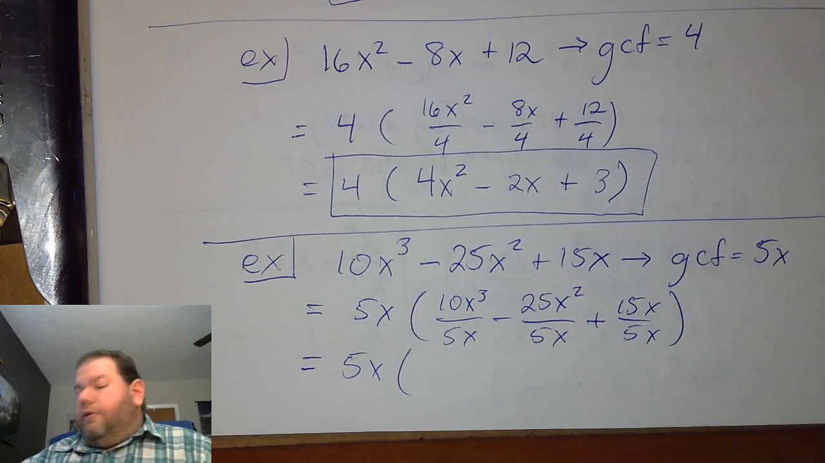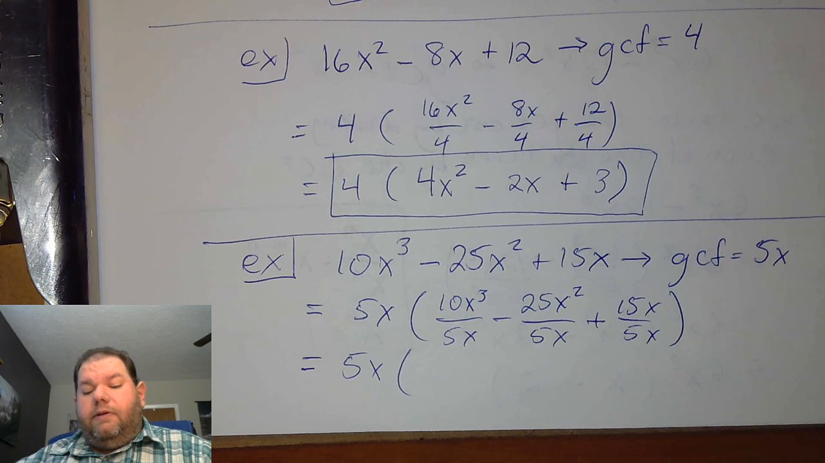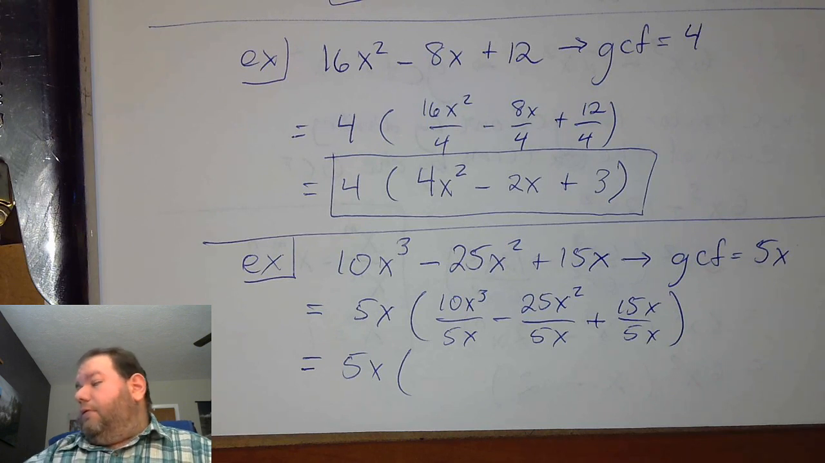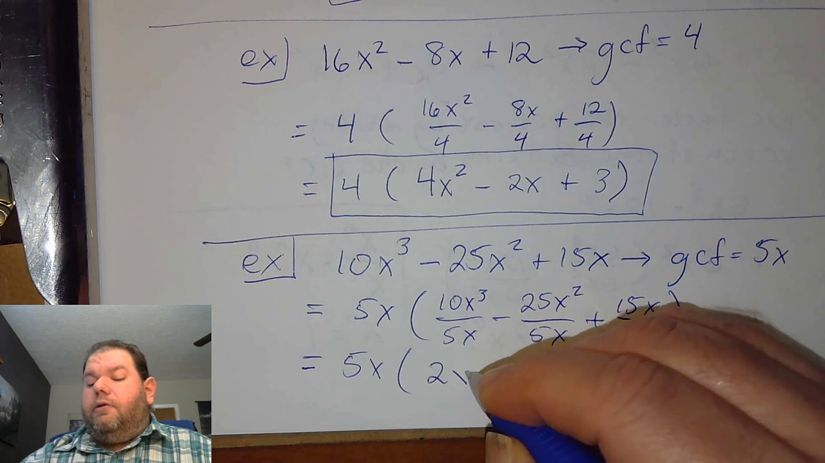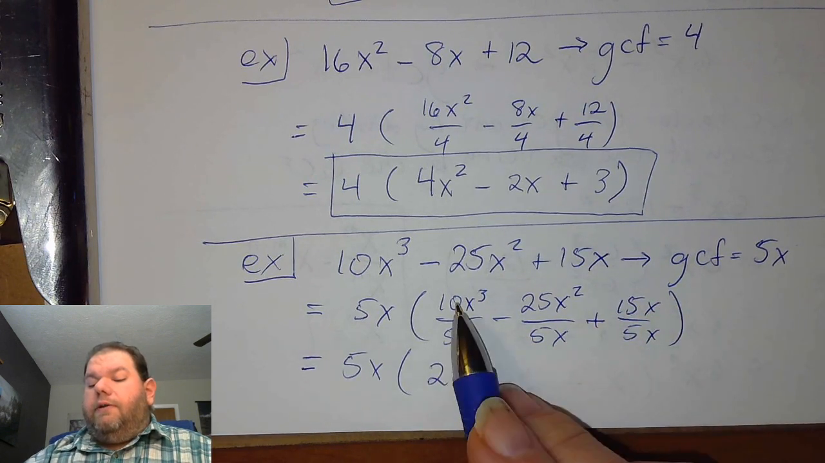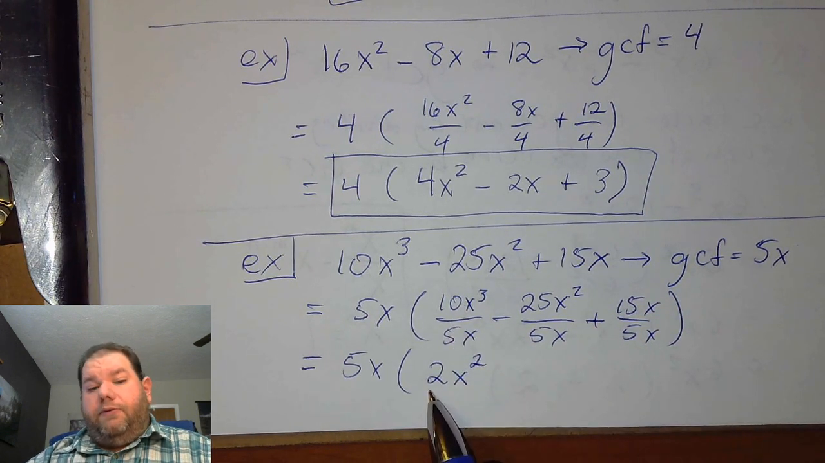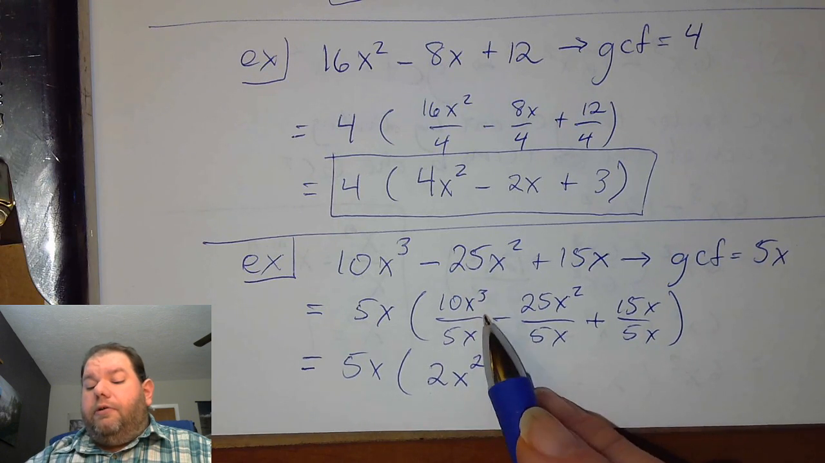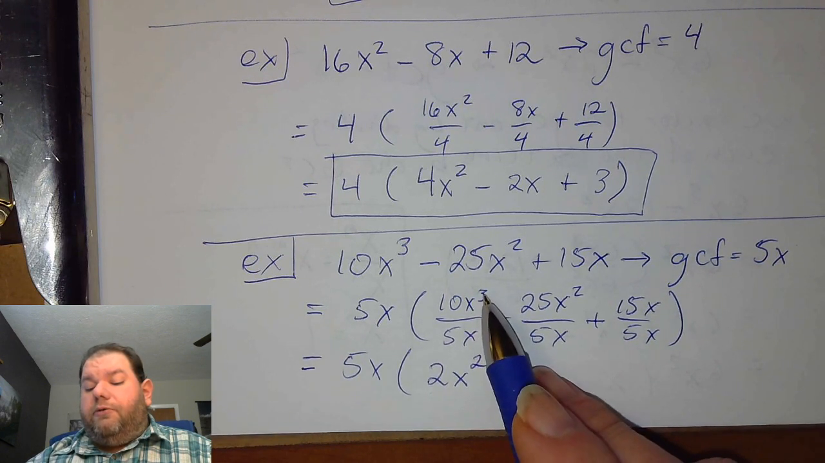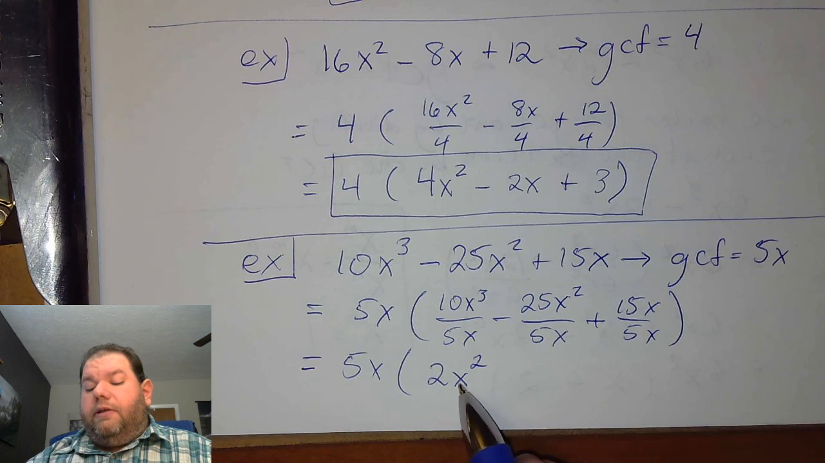So 10x to the third over 5x, what is that going to give us? Two x to the 2. Yeah, 10 over 5. 10 divided by 5 we know is 2. X to the third over x to the first, we know we subtract 3 minus 1. That leaves x squared.